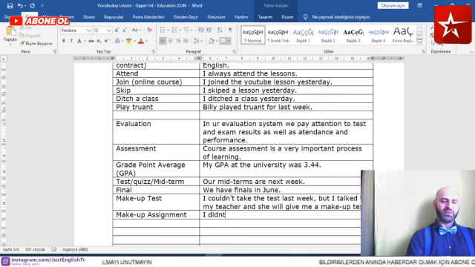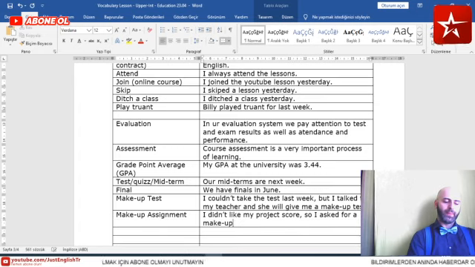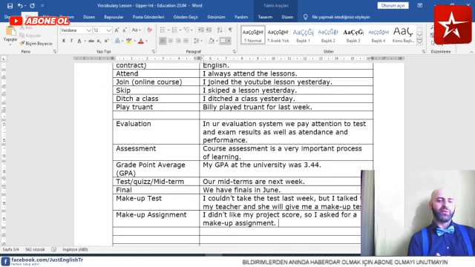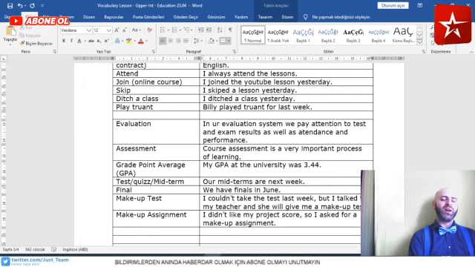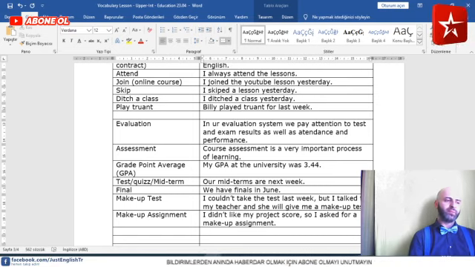I did not like my project score, so I asked for a makeup assignment. So this is not true for every country and every university or school, but for example, at my high school in America, we could do this one. If I did not like my test result or my project result, I asked the teacher to give me a makeup assignment so I could get a better result.